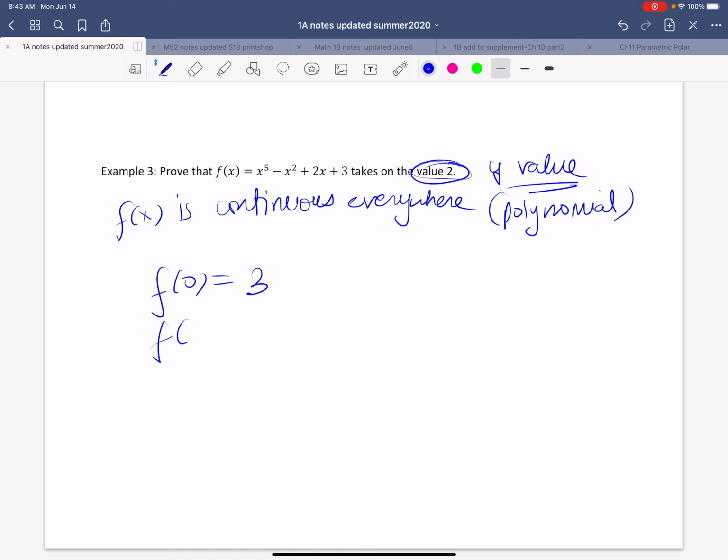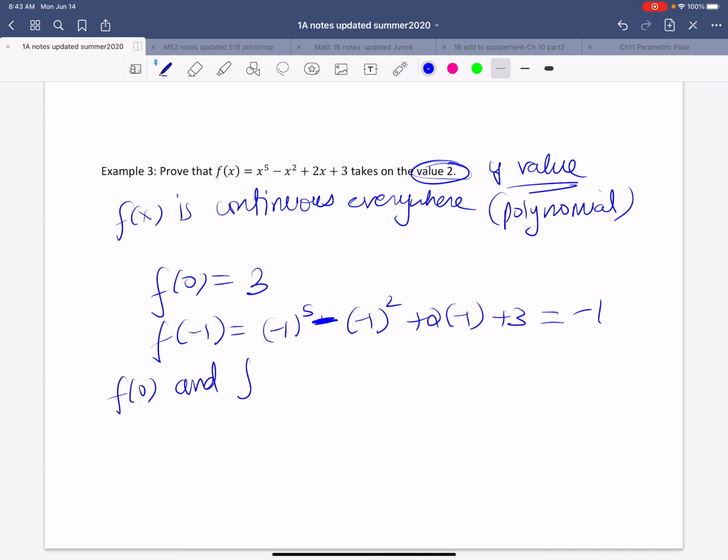So I'm going to start looking at the negative side now, because if I plug in a positive 1 or positive 2, I get a positive value. I'm going to go ahead and plug in the negative now. Negative 1 to the 5th power minus negative 1 to the second power, plus 2 times negative 1 plus 3. That all is going to leave me with a negative 1. So f(0) and f(negative 1).